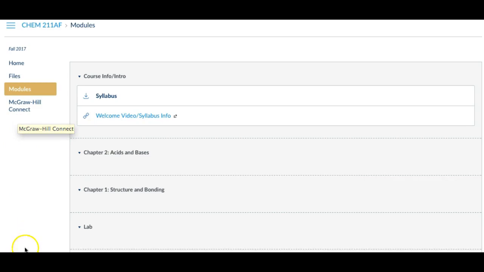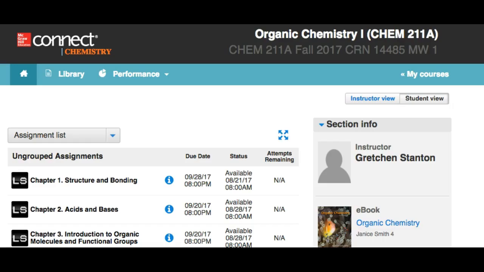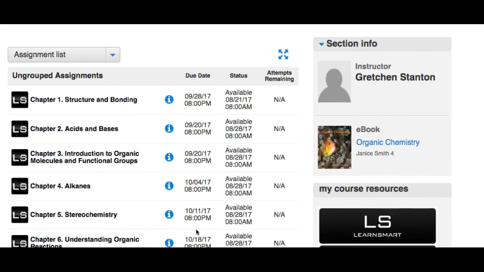Let's look at Connect. Log into Connect using your access code. This is what it looks like, and you have all of your assignments already available to you, so if you want to get a jump start, you can already start looking at these, especially the first 2 chapters. First chapter mainly is going to be some review from general chemistry, so that's a good way to go ahead and start on the material.